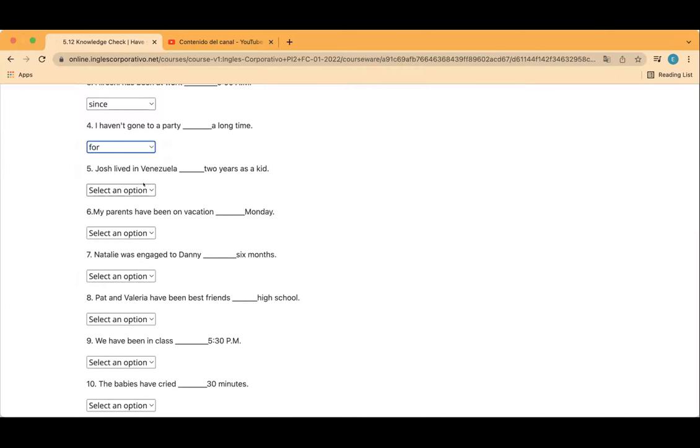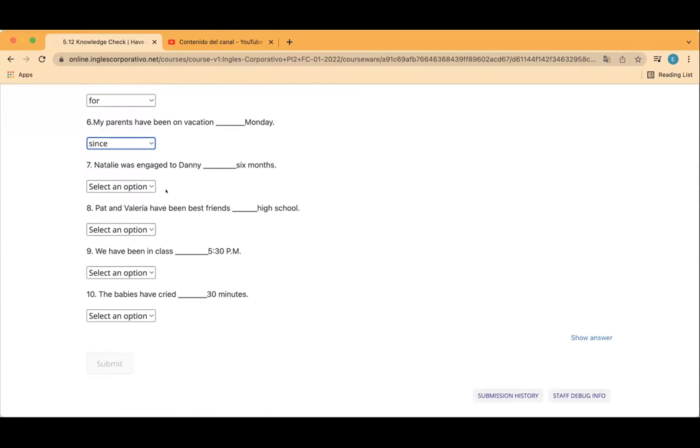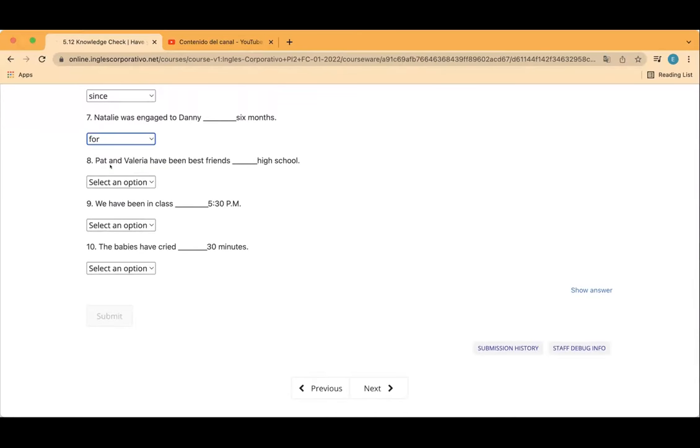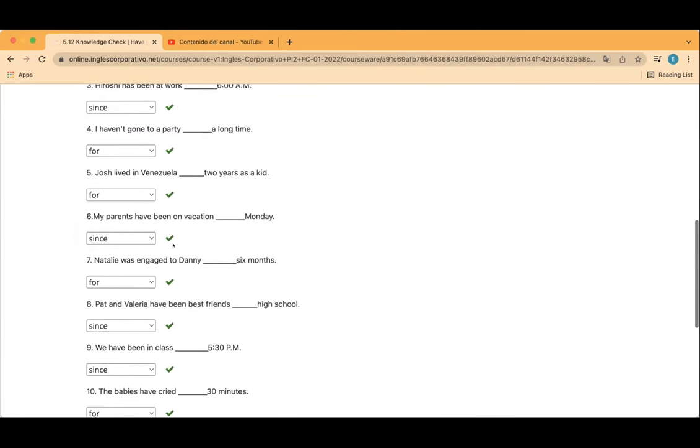Josh lived in Venezuela for 2 years. Okay. My parents have been on vacation since. Okay. Natalie was engaged to Danny for. Pat and Valeria have been best friends since. Okay. We have been in class since 5:30 p.m. And the last, the babies have cried for. Okay, very nice. Excellent.